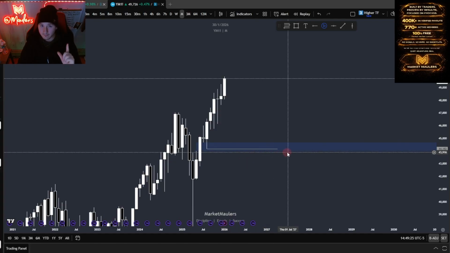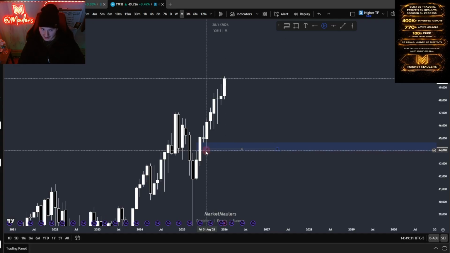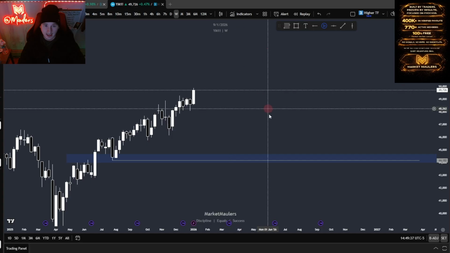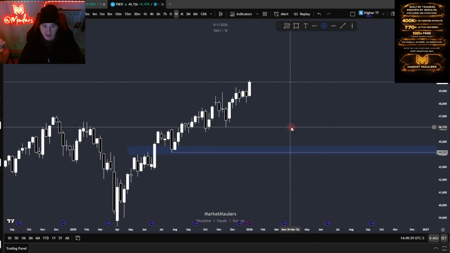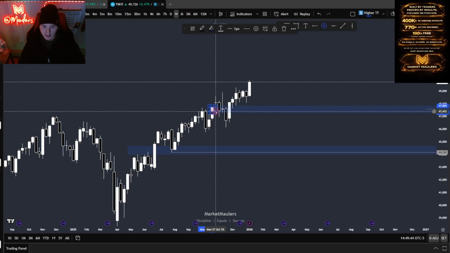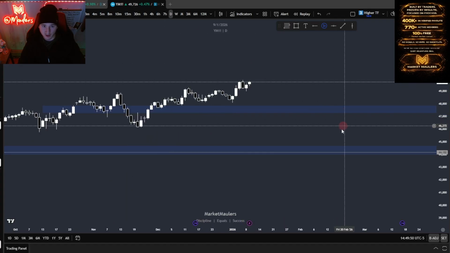Main reason being it hasn't been mitigated or fully closed through or run through yet. You can see it tried to, but it still hasn't. There's still some liquidity right in this void here. Okay? Go to the weekly time frame. Same thing. Look, so you can see here, this weekly was a fair value gap, turned into an inversion, then got reused for support. We're going to go look at that on a smaller time frame.